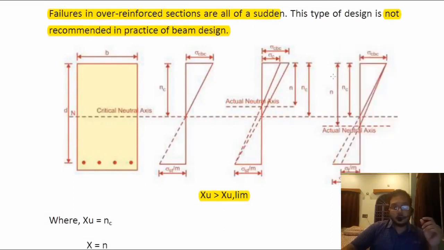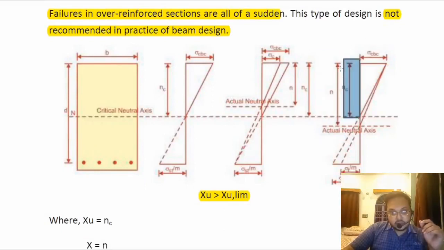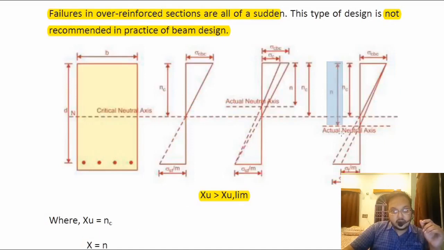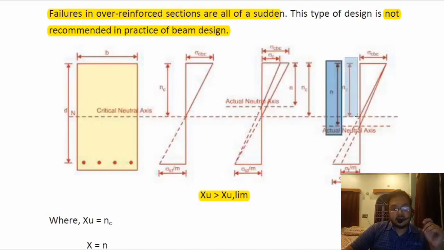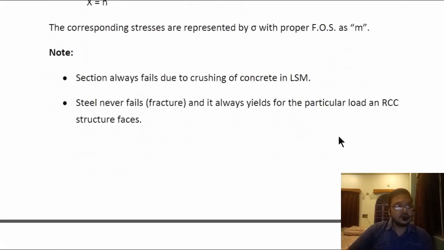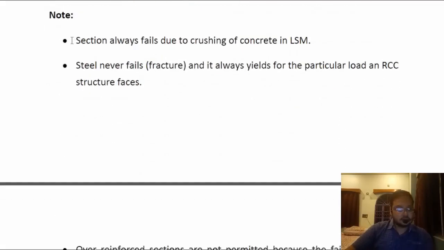So this is our over reinforced section, where XU is greater than XU limit, the balanced section. The depth of the neutral axis N is greater than the limiting one, NC. So N is greater than NC, or XU is greater than XU limit, and this is the over reinforced section, which is thus not suggested for design.